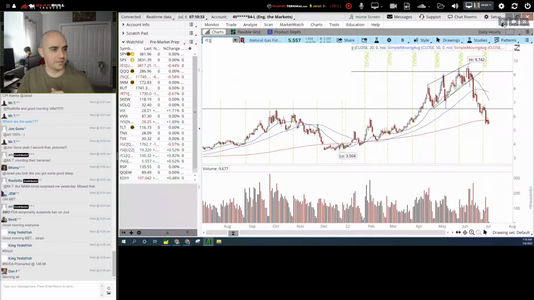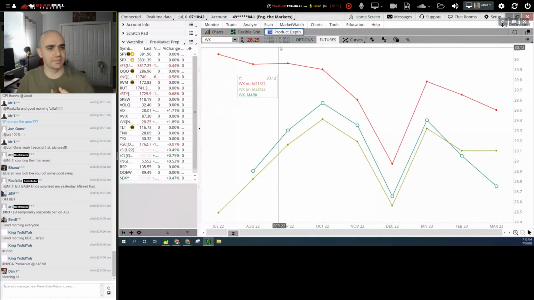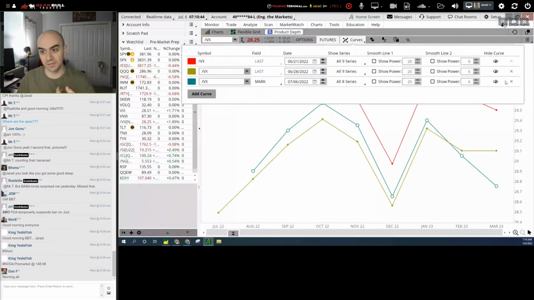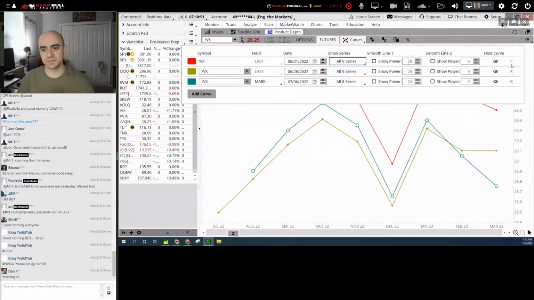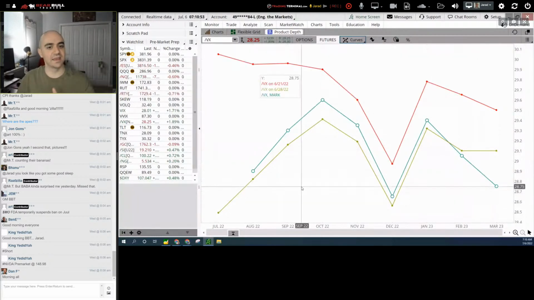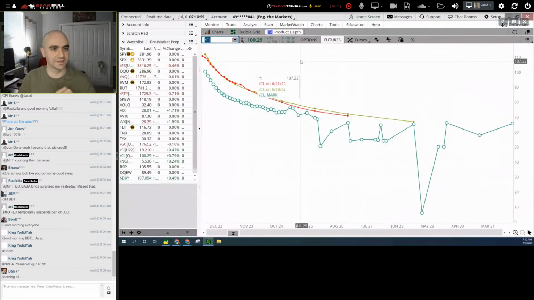Now, I combine this with the idea that the crude market, at least from the futures perspective, is still in contango. So when you look at product depth, you pull up maybe a couple of curves over the next full series, you'll notice that this market does have a contango structure out into December. Oh, this is the wrong one. There we go. That looks better.